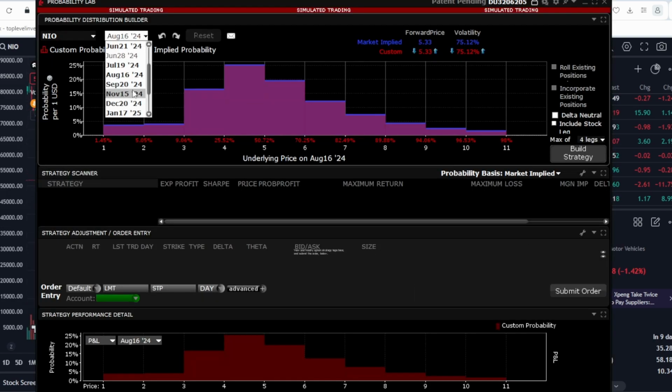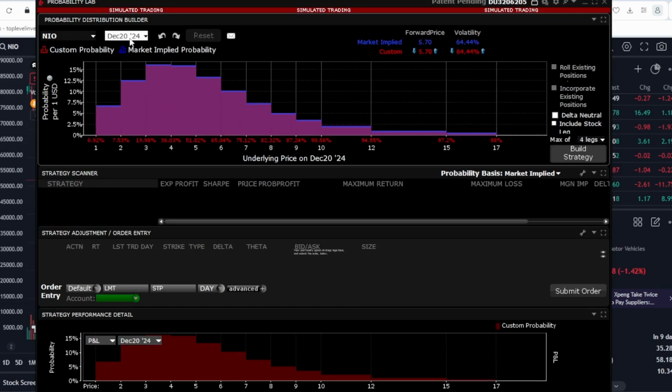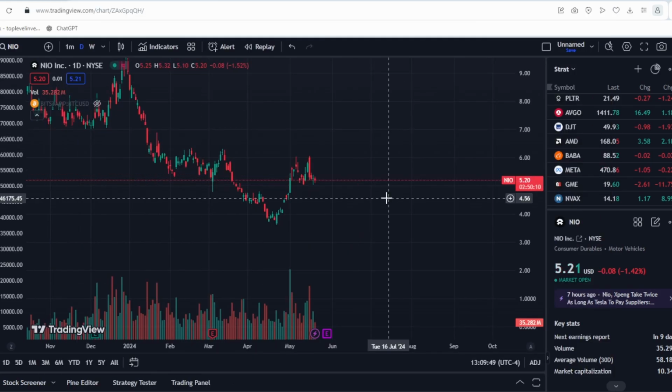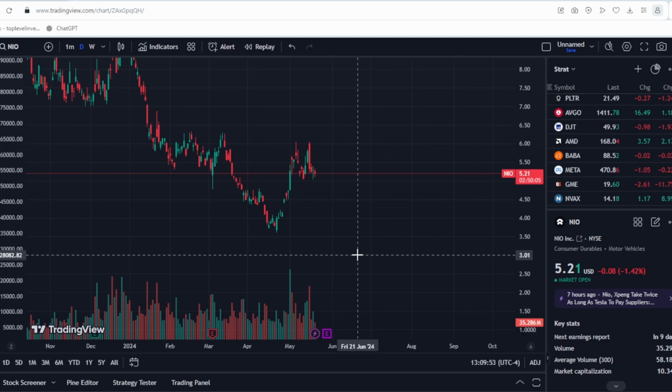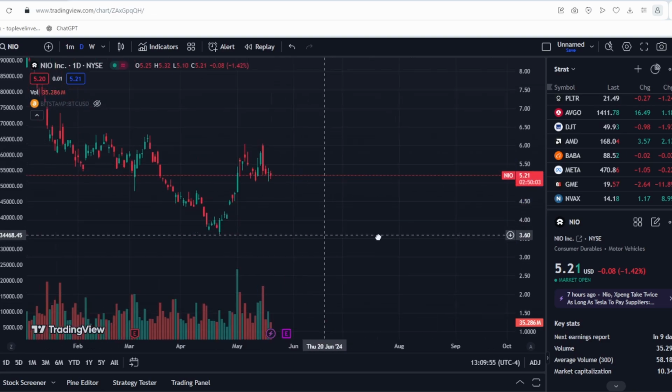Looking further ahead to the end of 2024, the market predicts the stock will be between $3 and $5. This wide range suggests uncertainty, but the market consensus leans towards the stock being lower than its current price. These forecasts are based on mathematical modeling and consolidated data from the options market.